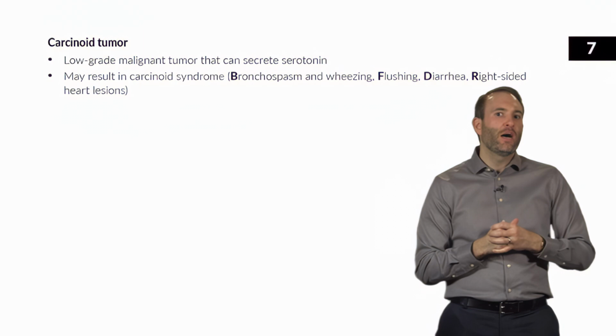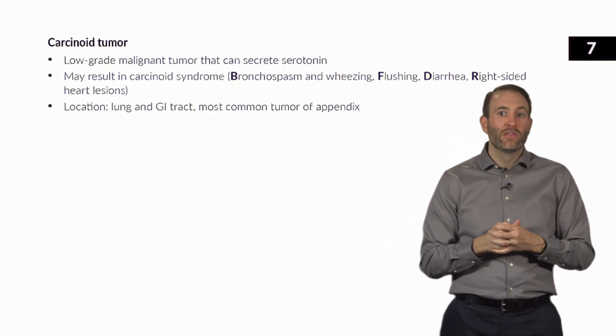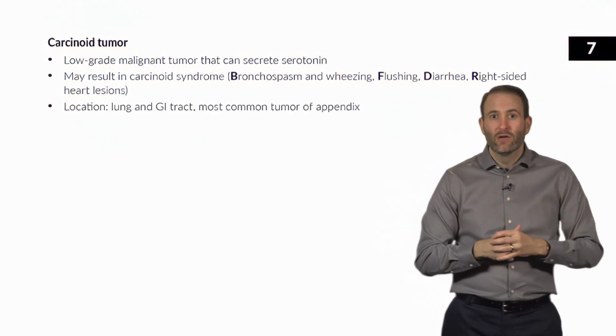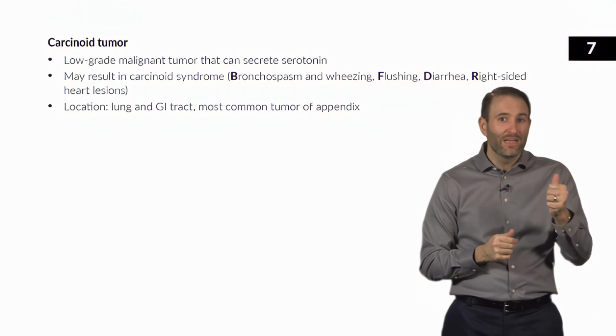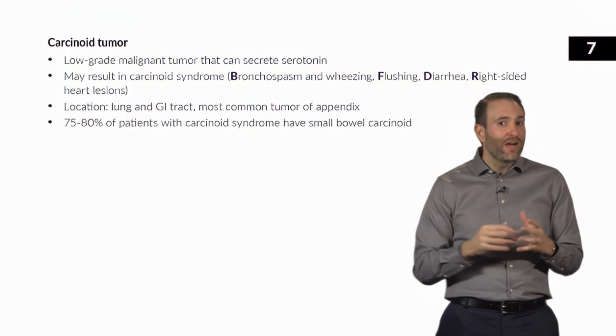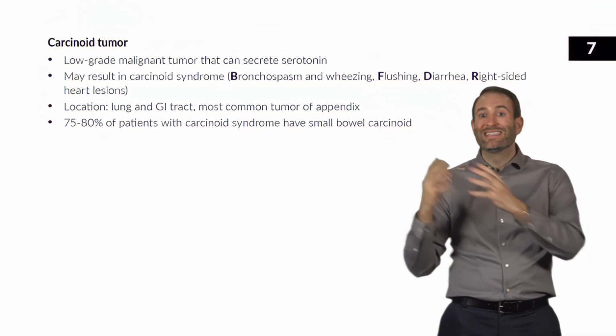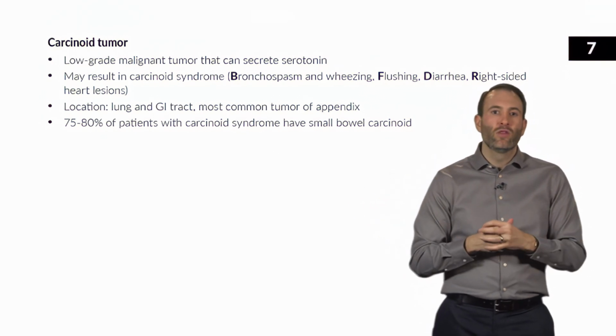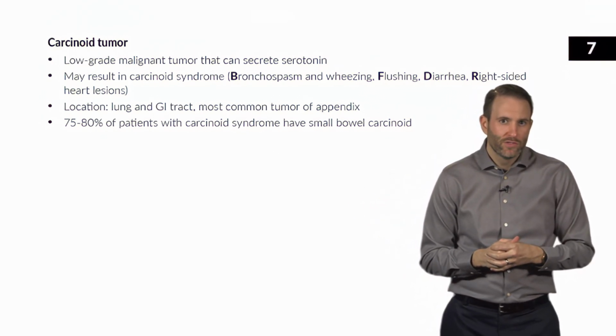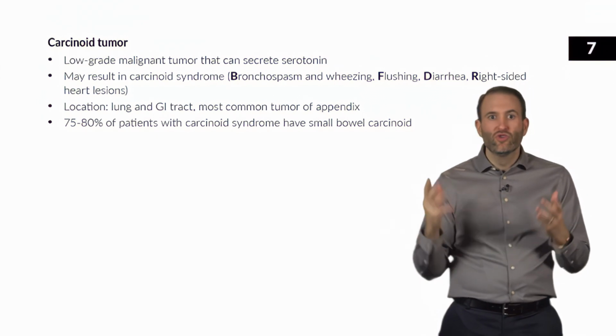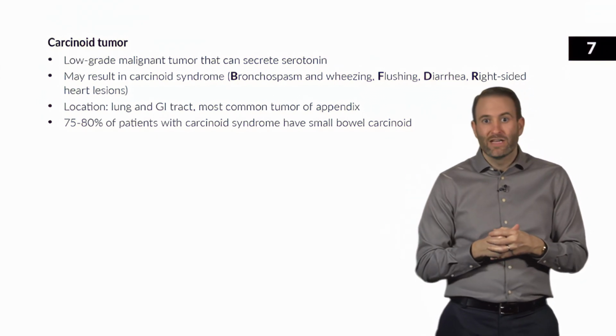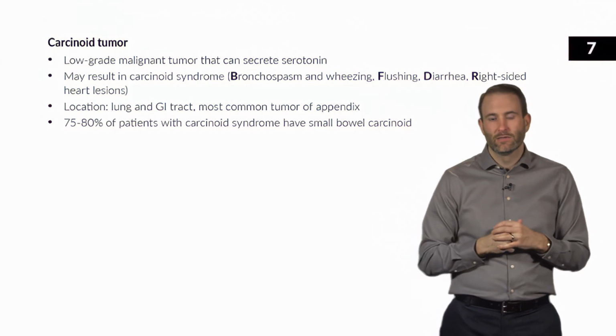Now, the two most common locations for carcinoid tumors are in the lungs and the GI tract. It's the most common tumor of the appendix as well. About 75 to 80% of patients with carcinoid syndrome, so all that flushing, will have small bowel carcinoids. But most carcinoid tumors do not secrete serotonin and do not metastasize, and that makes them much easier to resect.